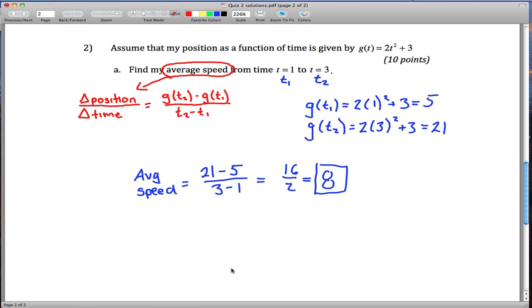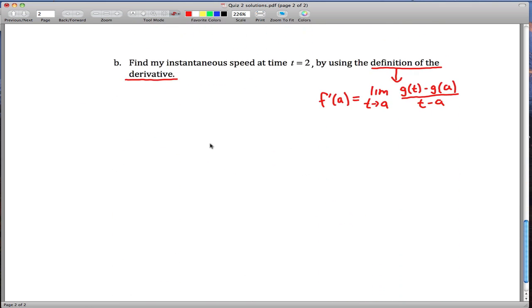Moving on to part B. Part B, it says to use the definition of the derivative to find instantaneous speed at the time t equals 2. So what we want here is f prime of 2. Here's our definition of the derivative over here. F prime of a is given as the limit as t approaches a of g of t minus g of a over t minus a. You may have seen this with x's in there instead of the t's and f's instead of the g's, but I changed the variables so that it would match up with the problem that we're trying to solve.